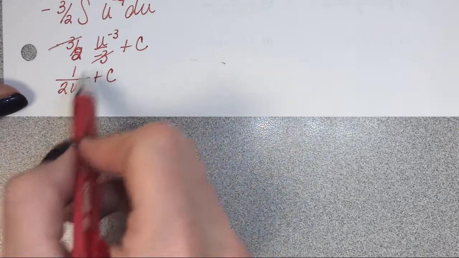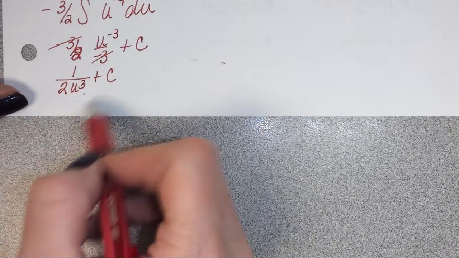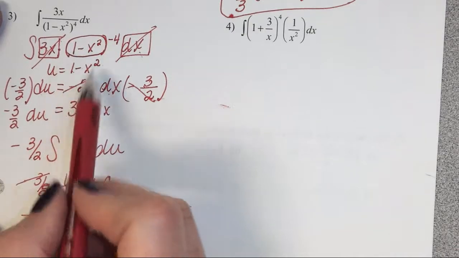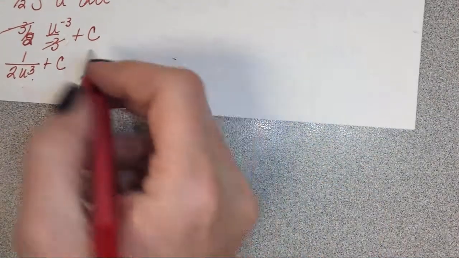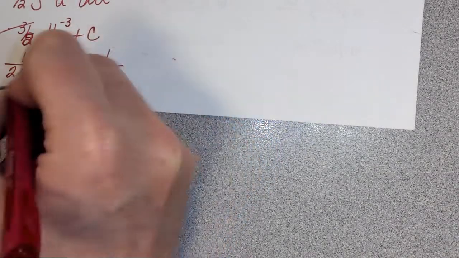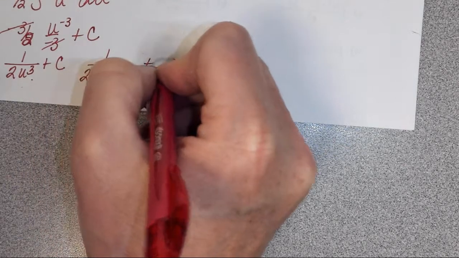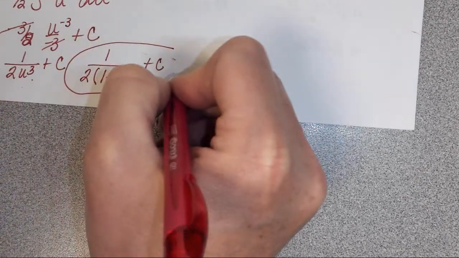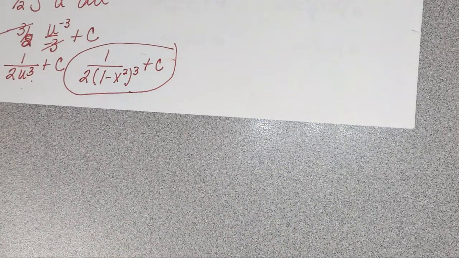Now, here's what's so kind of sad. People go through all that and then they put this as the answer. Is this the answer? No, because our answer has to be in terms of x. So you got to go back up and see what was u. It was 1 minus x squared. So it's going to be 1 over 2, 1 minus x squared gets cubed plus c. And that would be our final integral, completely factored, everything done to it.